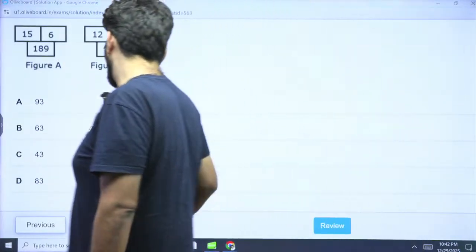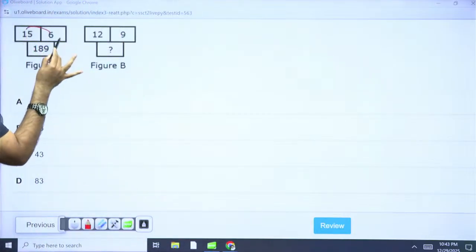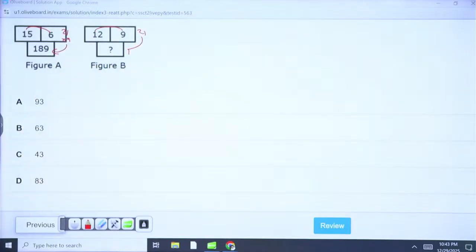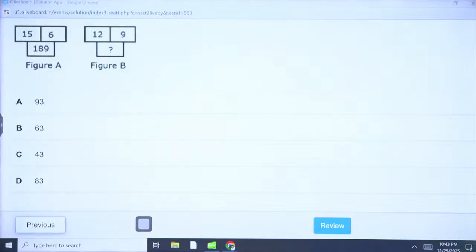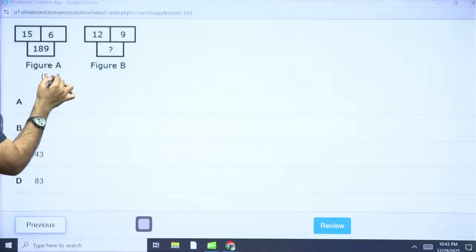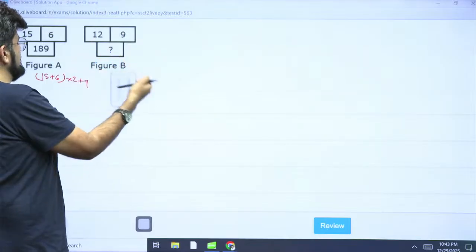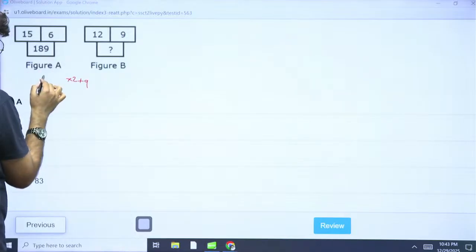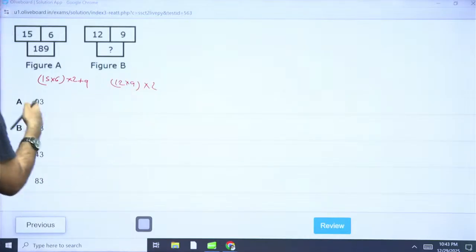15, 6, 189; 12, 9. Okay, let's look at this one. 15 plus 6 is 21. 21 into 9 is 189. So this is also 21. Do we have a 189 in the options? No. Okay. What else? 15 into 6 is 90. 90 into 2 plus 9. 15 plus 6 into 2 plus 9. 12 plus 9 is 21. Again, same thing only. 15 into 6, sorry. So 12 into 9 is 108 into 2, but that's too large. It's not here.